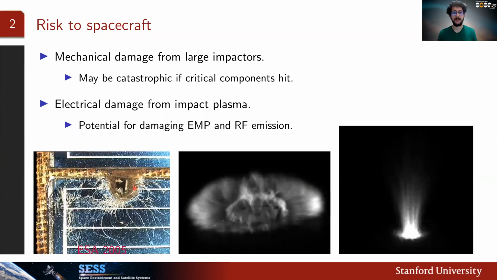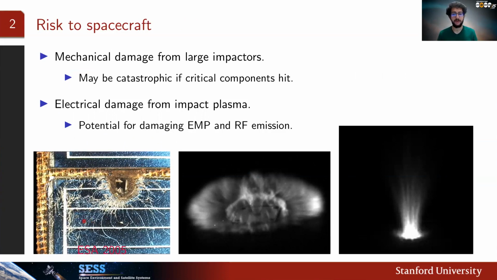The risk of mechanical damage from large impactors is obvious, and these can result in catastrophic damage if a critical component is hit. For example, we can see this image of a solar panel from the Hubble Space Telescope, where we see a large hole and cracking in the surrounding area.